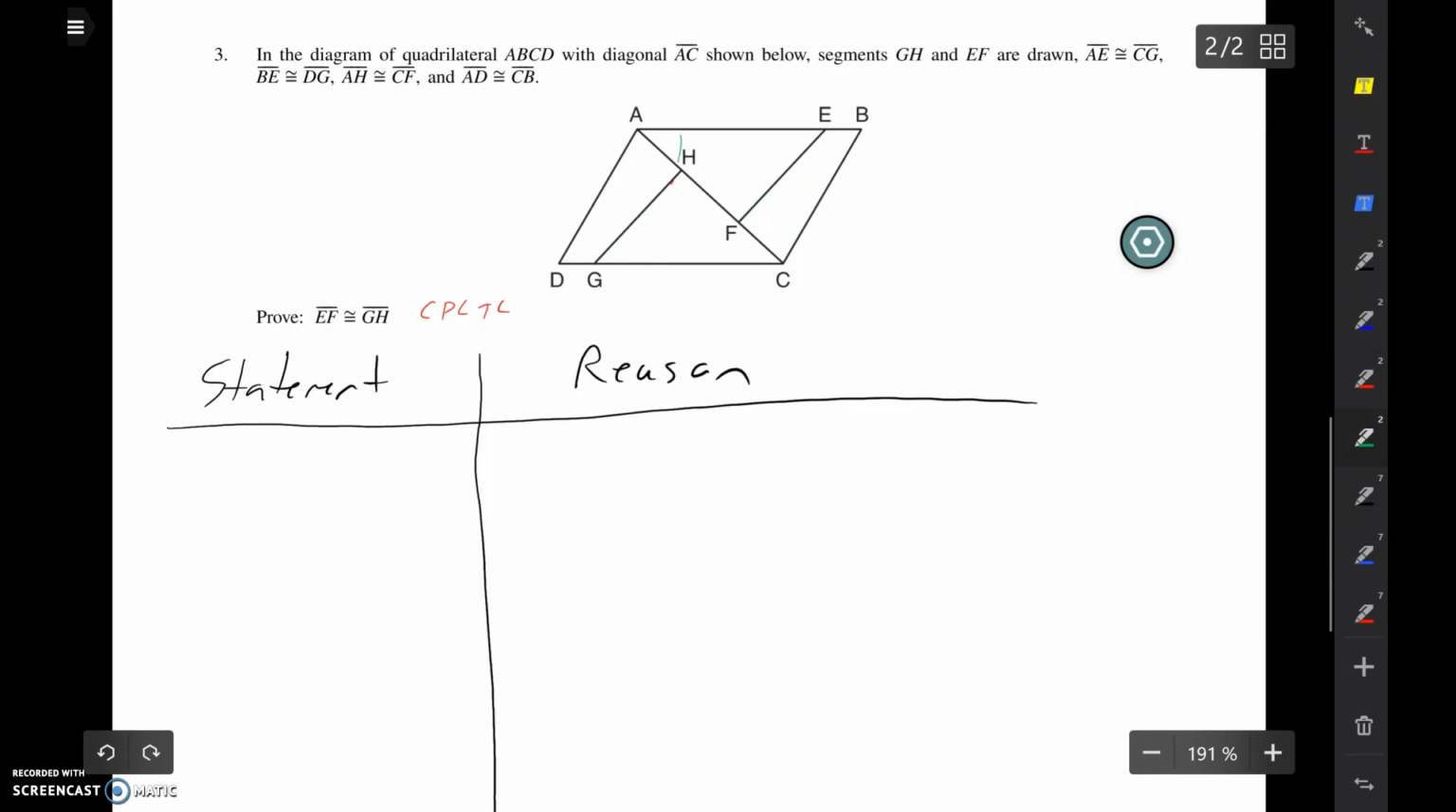So I'm trying to prove this triangle is going to be congruent to this triangle here. And if I get that, then through CPCTC, I could get those segments congruent. There's a little piece of red there, get rid of.